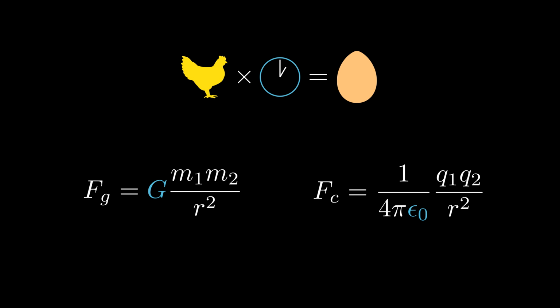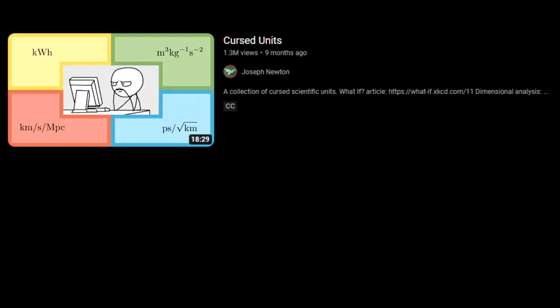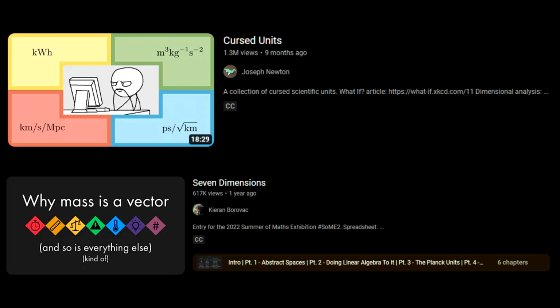So I apologize if any of you feel underwhelmed, but if you want to see some more actual funniness with units, you could check out Joseph Newton's very funny video on cursed units. This video by Kier and Borovac shows how we can treat the 7 SI units as a vector and some clever things we can do with it as a consequence.